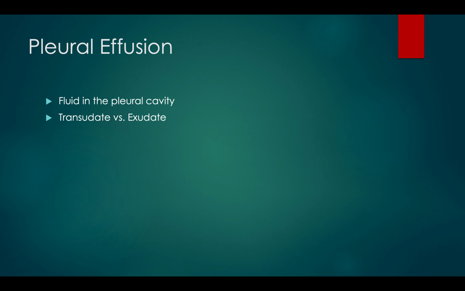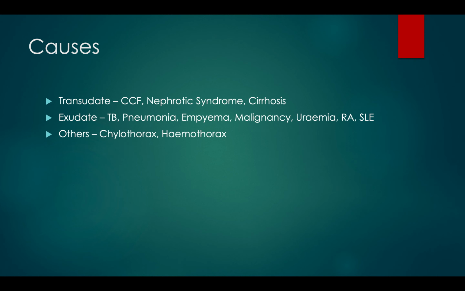Or it might be an exudative pleural effusion, which is a protein-rich fluid usually occurring due to increased capillary permeability. So the important causes of a transudative pleural effusion are congestive cardiac failure, nephrotic syndrome, and cirrhosis of liver.